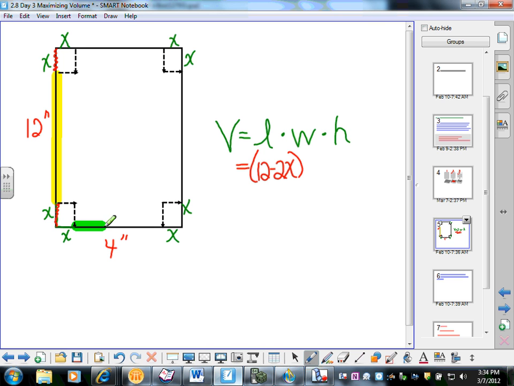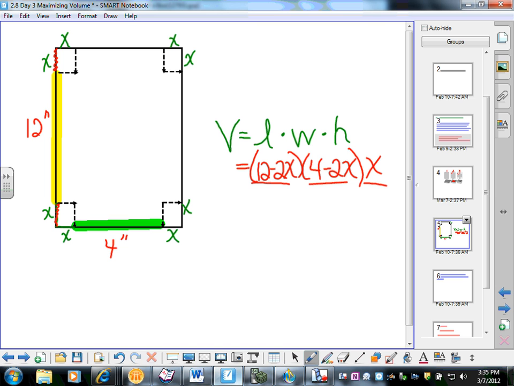My width is now going to be this length. It's not 4, but of course it is 4 minus 2x. And my height is just simply going to be x, the length of the cut, once I get those flaps folded up. Now, if you think about this, that's three different factors, each with a variable of x to the first degree.